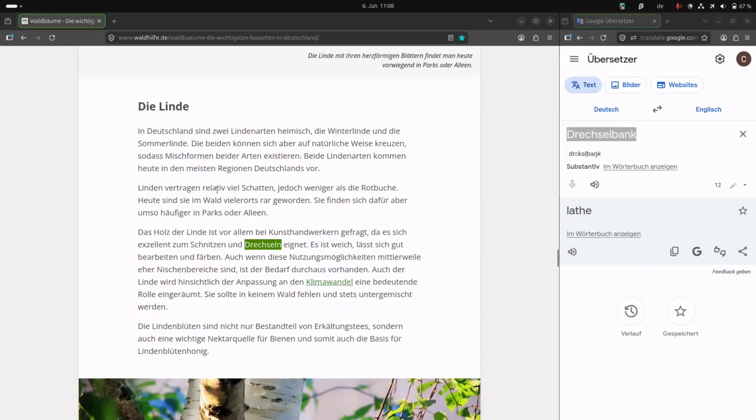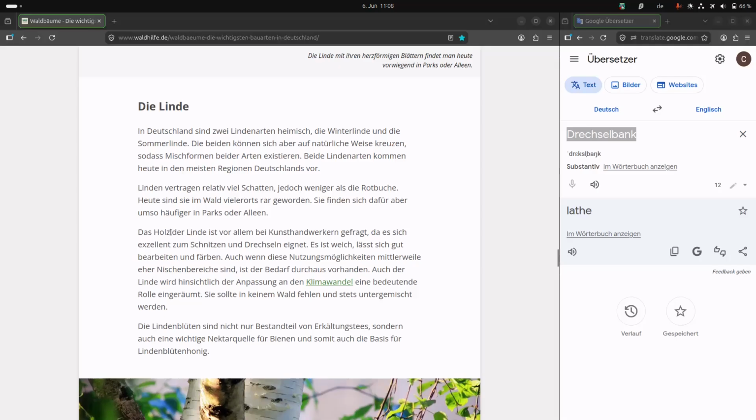So, drechseln, this is called drechseln in German. I know it's maybe a more difficult word because of the CHS, but anyways, this is just what it means.